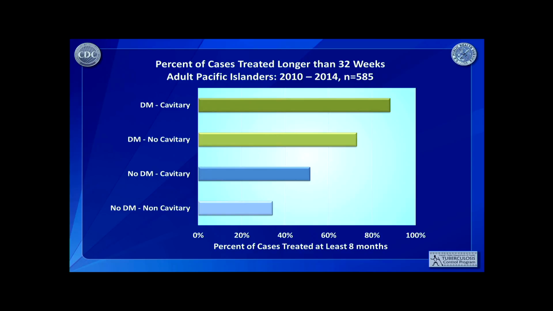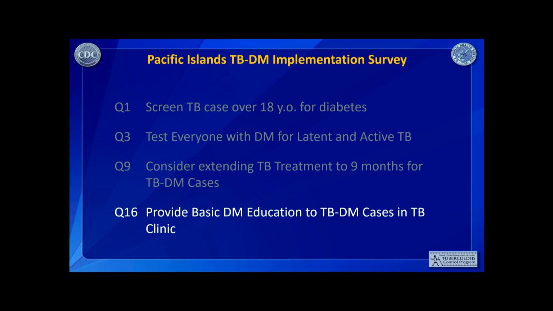Obviously this is outside of ATS standards, although there are several countries that are doing this, so it's not really that radical. If you look at our data now with several thousand cases, this is the percent of adults without diabetes and with non-cavitary TB that were treated at least 8 months. You can see that folks with diabetes and cavitary disease, and there are a lot of them, nearly all of them are treated for more than 8 months. Hopefully that's going to affect our relapse rate, but we don't know yet.